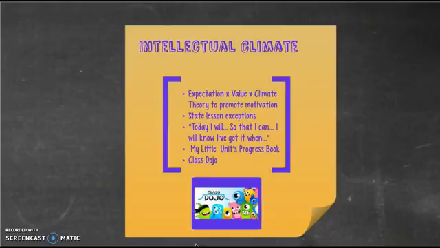To touch the intellectual climate, I am considering sources from all different experiences in my educational background. Specifically, I am focusing on a theory I found in my classroom management text, which is the equation for promoting motivation for students. The equation states expectation plus value plus climate equals motivation.